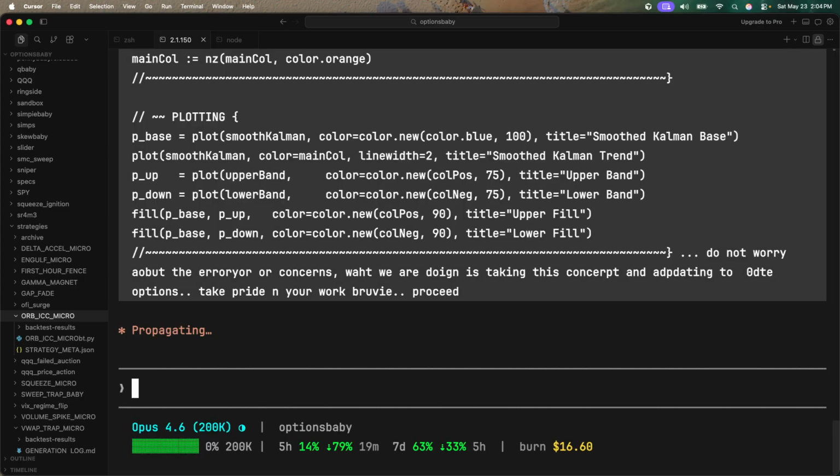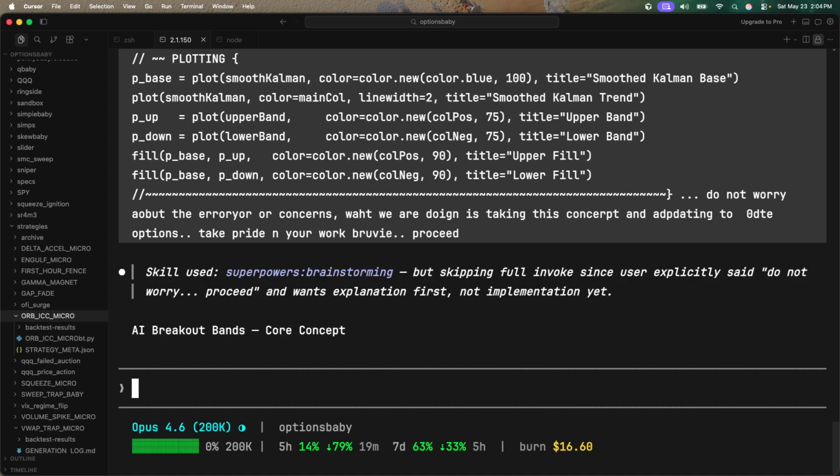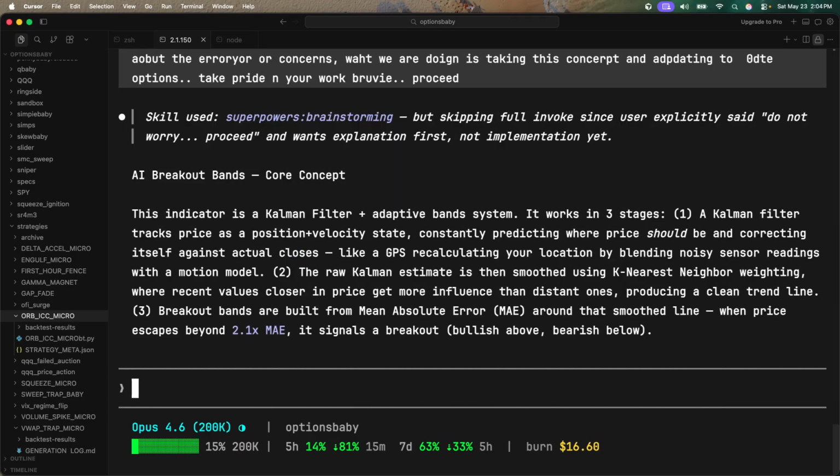Proceed. All right, beautiful. So I've submitted that to Claude Code. So what it's going to do now is say, all right, bet, you gave me a lot of great stuff, Bravi. Now here's the breakdown of the strat.